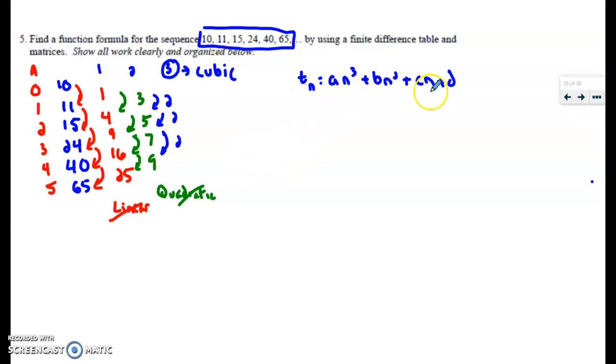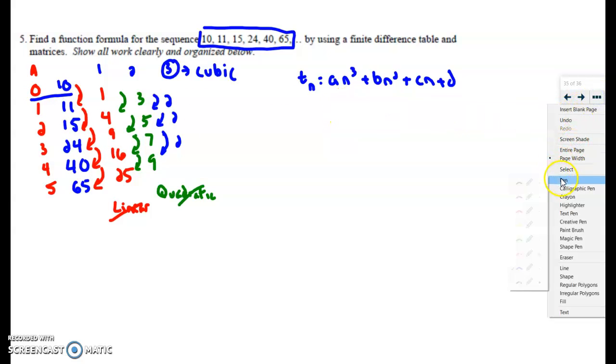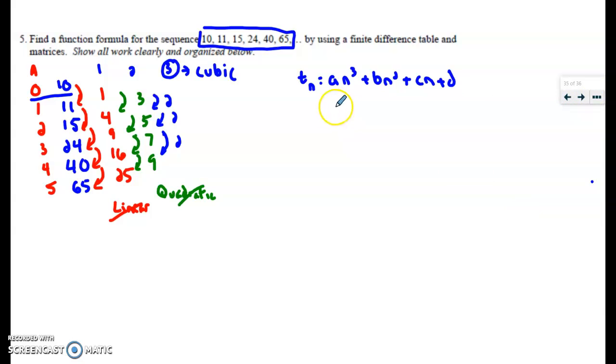So what we're going to do is use these term numbers and their values to try to figure out what the polynomial will be. If I look at 0, and I put 0 into this equation, I'm going to do a times 0 cubed plus b times 0 squared plus c times 0 plus d. I know that the 0 term's value is 10.